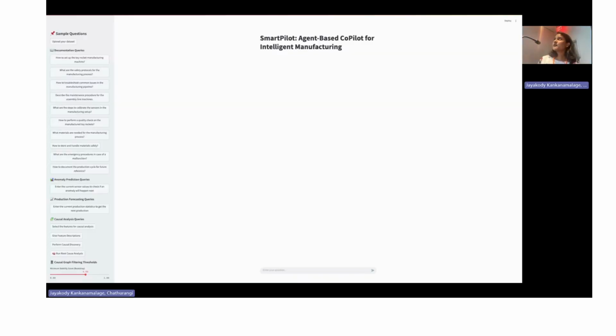Yeah, so now let's see how SmartPilot is working. So this is our SmartPilot, the agent-based copilot for intelligent manufacturing. And when you are logging into the system, you will see this window. So here in the left panel, we have some sample questions that you can try. So imagine that you are a technician working on a manufacturing shop floor, and I'm trying to figure out what the insights of my sensor readings can tell me.